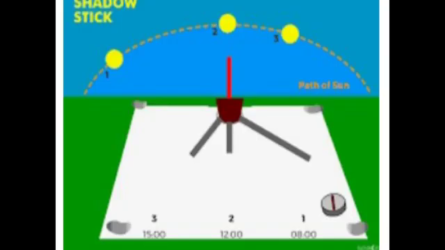This picture on the screen shows how to calculate the length of a shadow with the angle between the rays of the sun and the stick, as we have learned before.